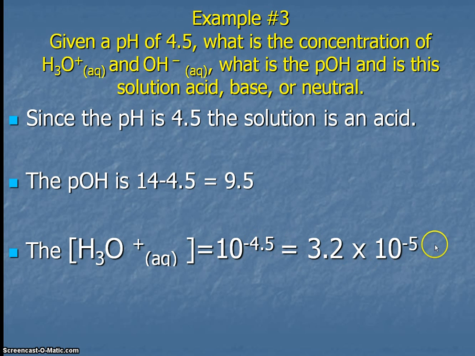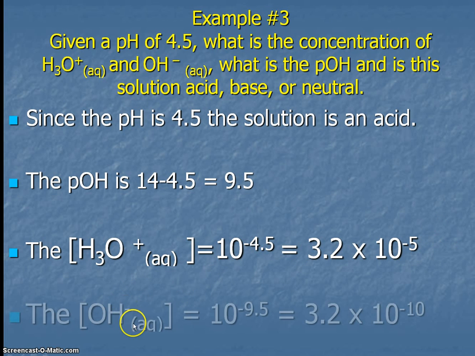So make sure you do the number, and this should have a capital M after it, and I didn't put that there, so make sure you do. And the hydroxide concentration is 10 to the minus 9.5. Plugging it through your calculator, this is what you get. And again, this should have a capital M after it, so put that in your notes.